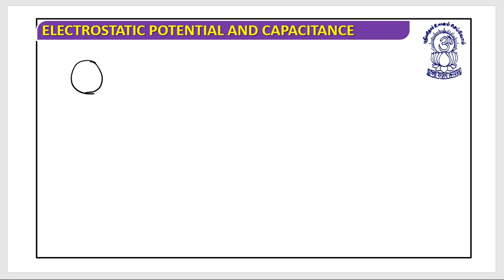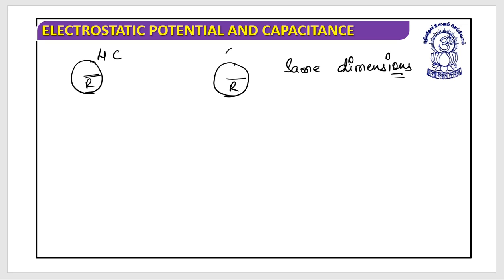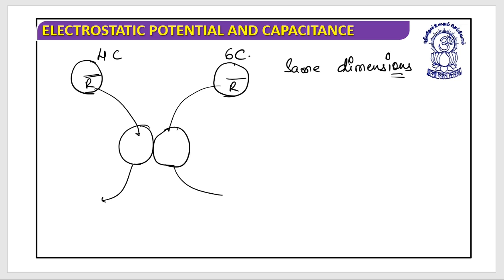So let's say suppose this is one of the spheres having radius r, and it has been given a charge of, let's say, 4 coulomb. Another sphere is there having the same dimension. These two spheres having the same dimensions, and this has been given 6 coulomb of charge, and let's say they come into contact, and again they are separated like this.